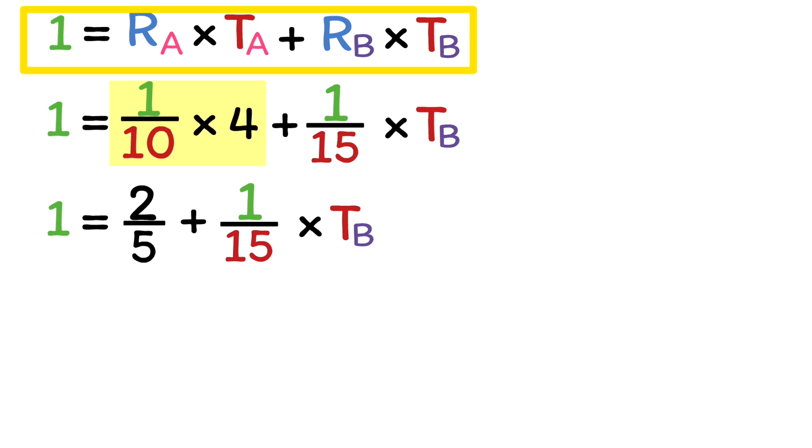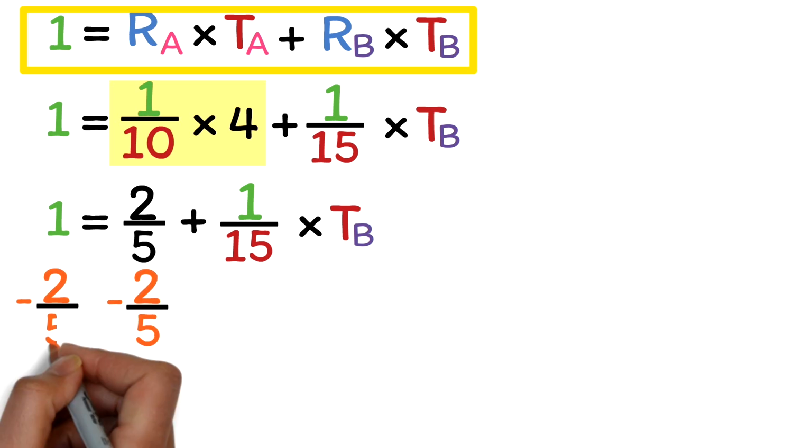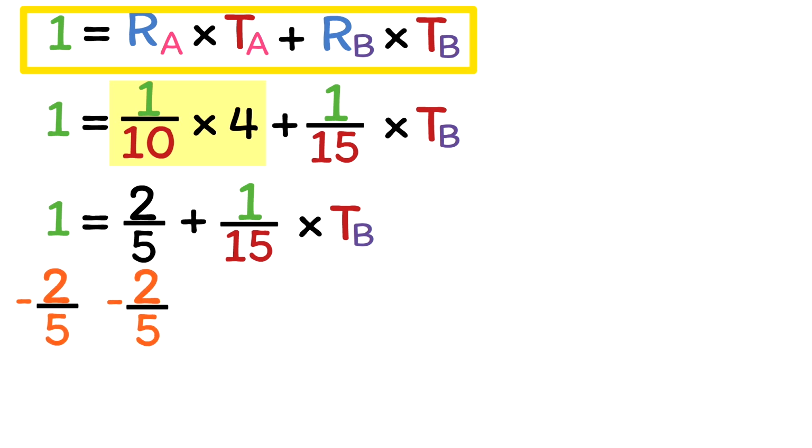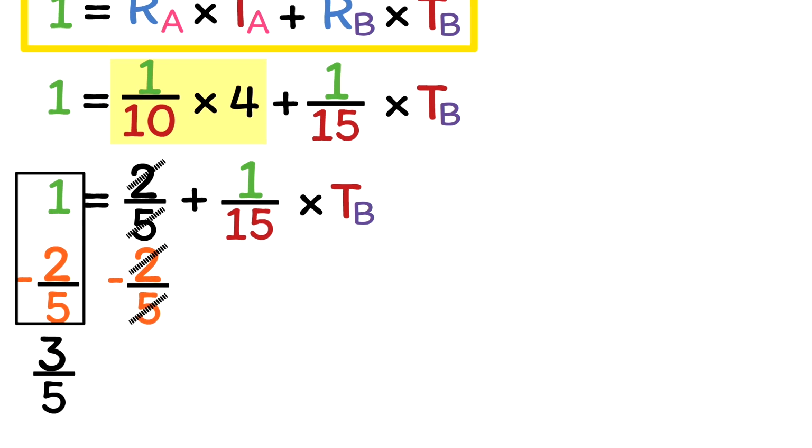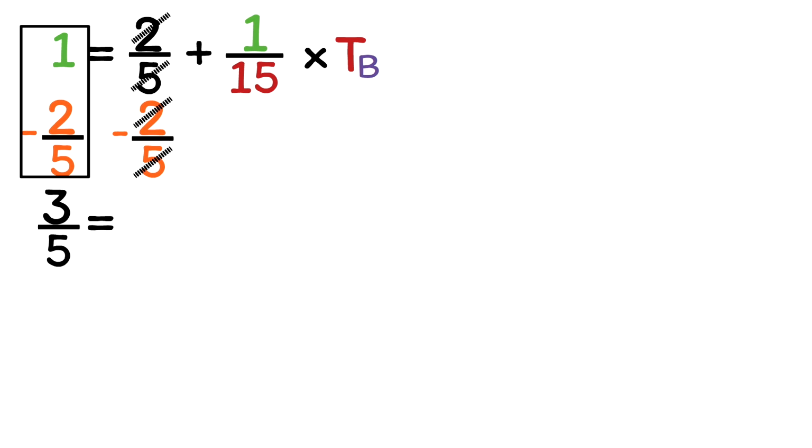Next, to find the time it takes for computer B to finish the job, we must make TB the subject of the equation. First, we'll subtract the 2/5 from both sides of the equation. The 2/5 on the right side cancel out. Next, we have 1 minus 2/5, which gives 3/5. So, we have 3/5 equals 1/15 times TB. The 3/5 represents the part of the job that computer B must finish.